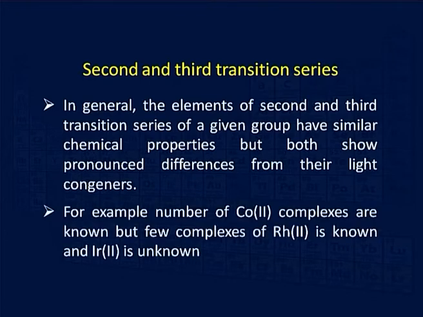Let us consider one example. Cobalt does form complexes in the +2 oxidation state. However, in the same group, rhodium and iridium are placed, and the complexes of rhodium in the +2 oxidation state are very few, and that of iridium is almost unknown.